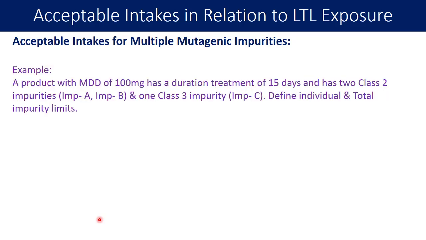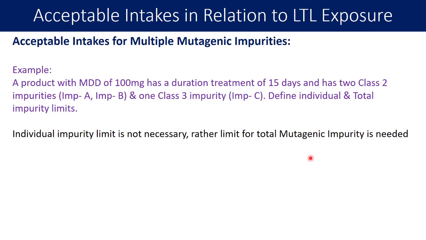So let us understand with the help of an example now. So here is the example on your screen. A product with a maximum daily dose of 100 mg has a treatment duration of 15 days and has two different class 2 impurities, let us say impurity A and impurity B. And there is one more impurity which is a class 3 impurity, which is impurity C. Define the individual and total impurity limits based on the LTL exposure.